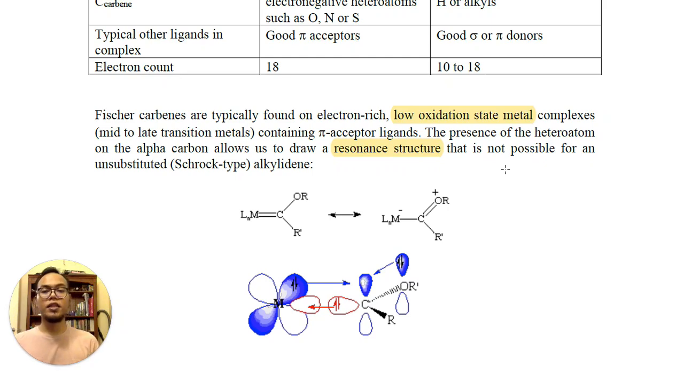The presence of heteroatom on the alpha carbon, the presence of heteroatom like this one on the alpha carbon, allows us to draw a resonance structure, meaning your double bond from metal to carbene carbon can shift to the carbene to heteroatom part. So making your metal slightly negative and your heteroatom slightly positive.